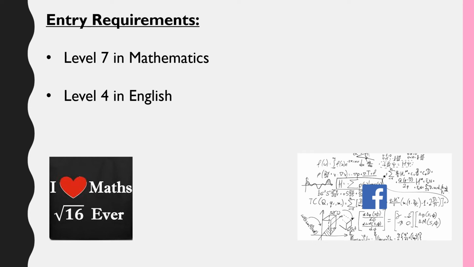So moving on to the entry requirements for this, computer science requires a level 7 in mathematics, and that's just because it has a lot of mathematical concepts in it, and therefore we need a high level of maths in order to be able to access that. We also need a level 4 in English, just because there are some longer answer questions to answer as well.